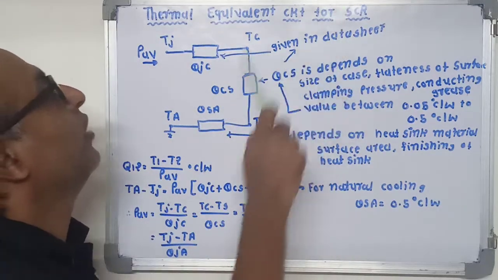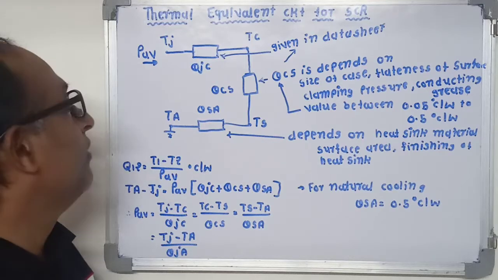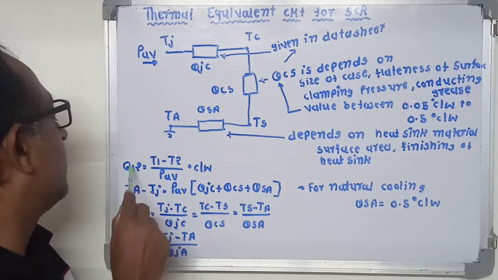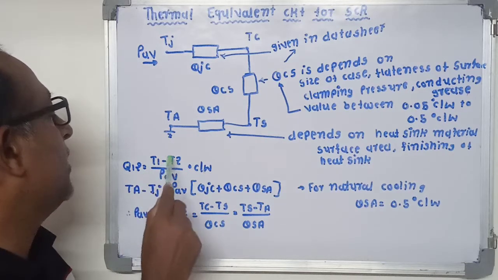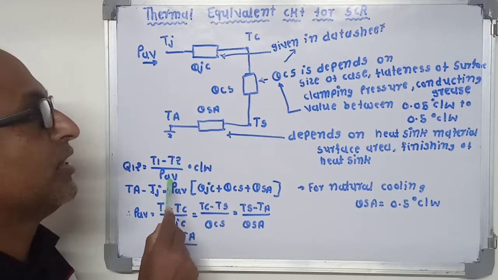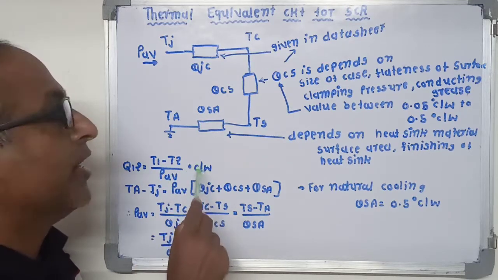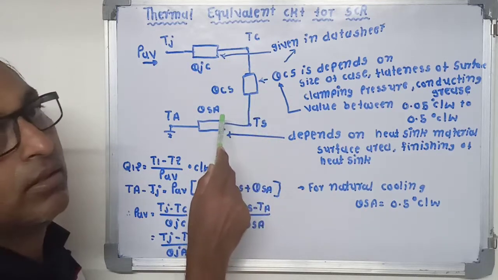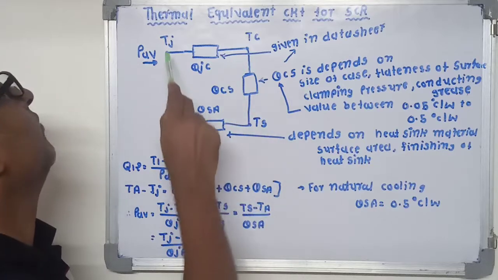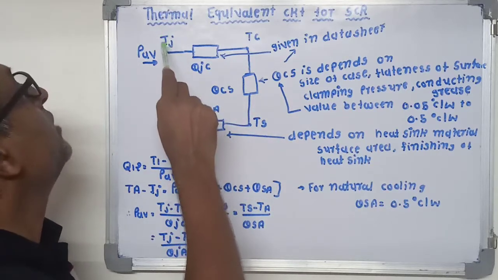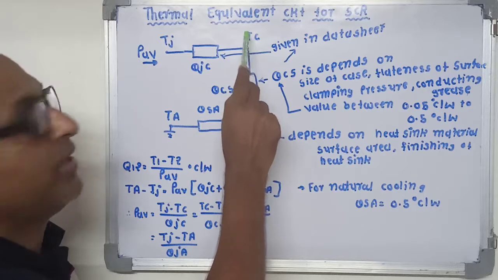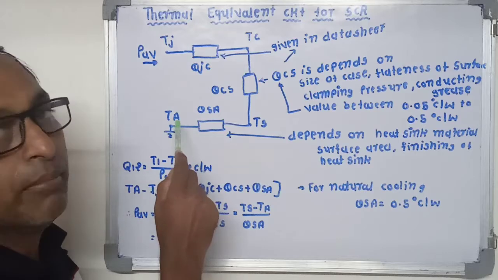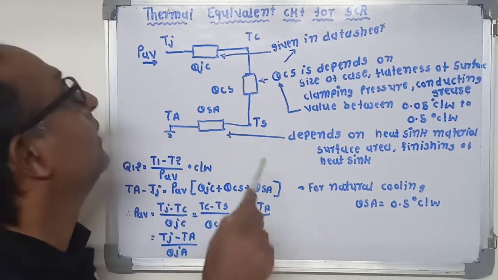Thermal equivalent circuit for SCR. So now already we have seen the thermal resistance of the SCR is defined as theta12 is equal to T1 minus T2 divided by P average, and its unit is degree centigrade per watt. Now this is the basic thermal equivalent circuit for the SCR, where Tj is the temperature at the junction, Tc is the temperature at the case, Ts is the temperature at the heat sink, and Ta means the temperature at the atmosphere or ambient temperature.